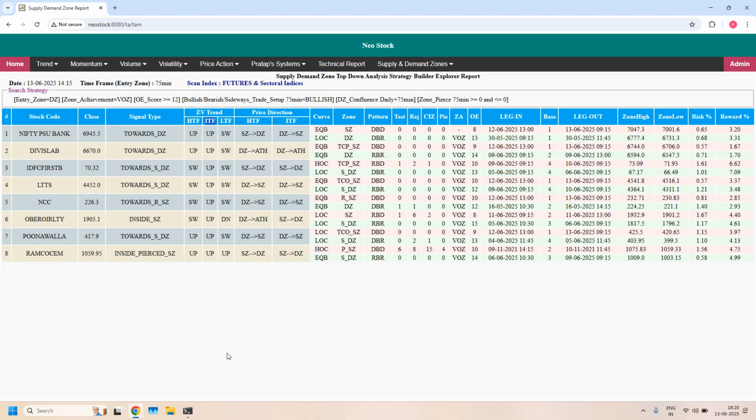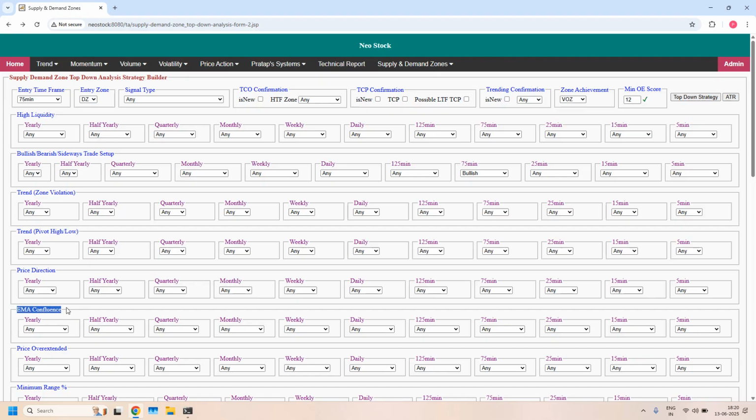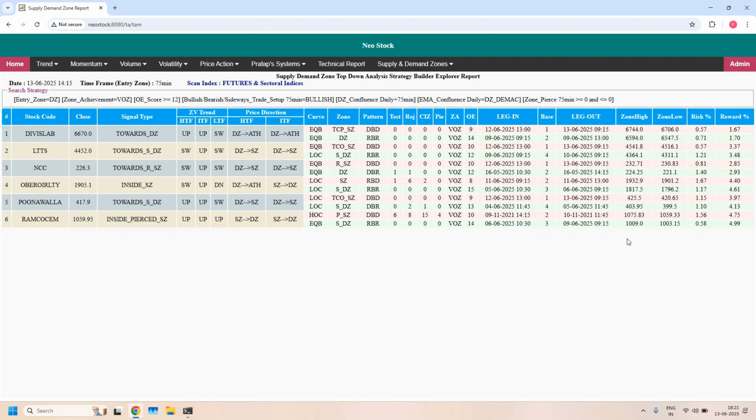So let's further filter based on the daily demand zone having daily EMA confluence. In the EMA confluence at the daily time frame, I am checking whether the daily demand zone has a daily EMA or not. Let's filter. We got 6 stocks. So these 6 75-minute demand zones might have a higher probability of success, provided lesson 20 checklist items are satisfied, otherwise zones might be violated.